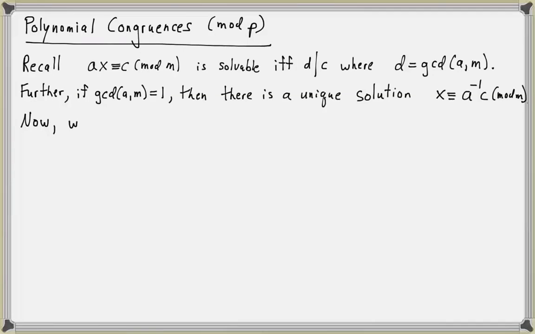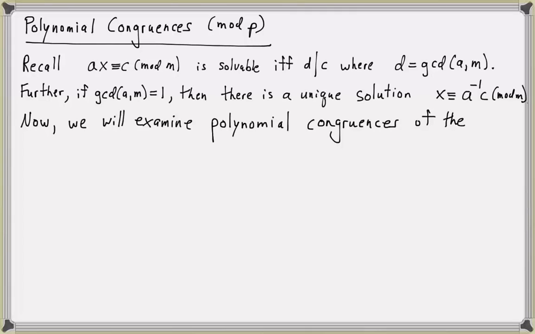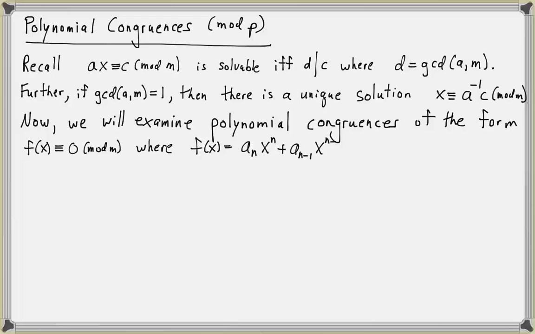So now we will examine polynomial congruences of the form f of x congruent to 0 mod m, where f is a polynomial, so f of x equals an integer times x to the n plus an integer times x to the n minus 1, all the way down to a1x plus a constant term a0.